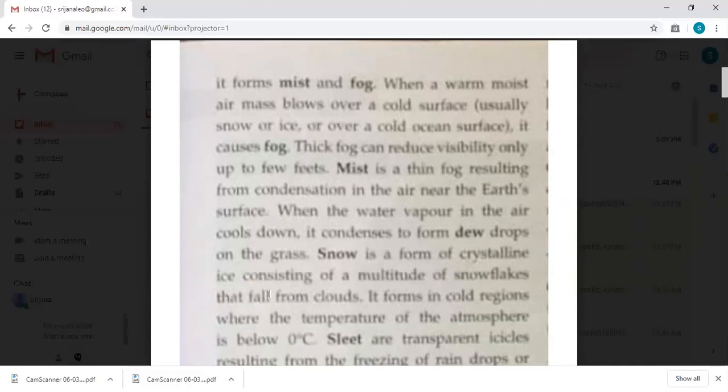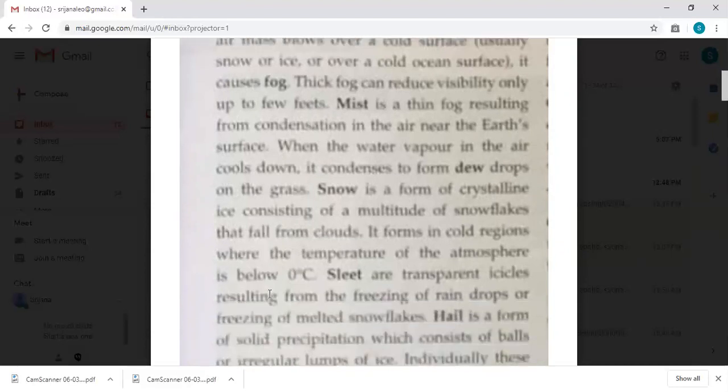Now this snow is what? It is a form of precipitation. It is falling down from the cloud, but because the temperature of the atmosphere is below 0 degrees Celsius, this precipitation will be in the form of snowfall. Okay, did you understand?